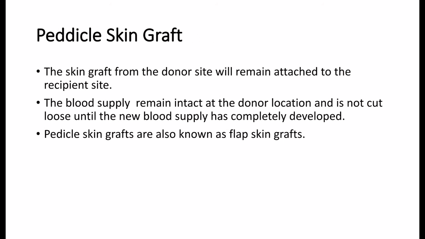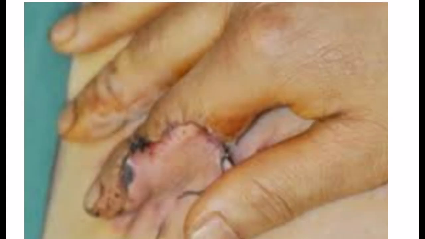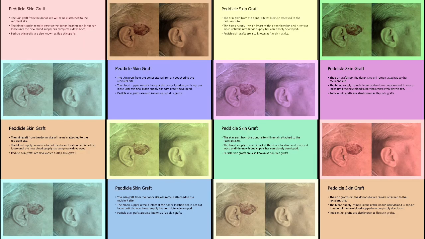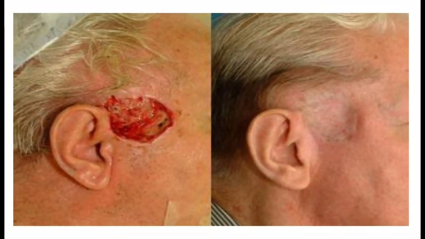Pedicle skin graft. The skin graft from the donor site will remain attached to the recipient site. The blood supply remains intact at the donor location and is not cut loose until the new blood supply has completely developed. Pedicle skin grafts are also known as flap skin grafts. This is a picture showing pedicle skin graft. These are few pictures of skin graft.